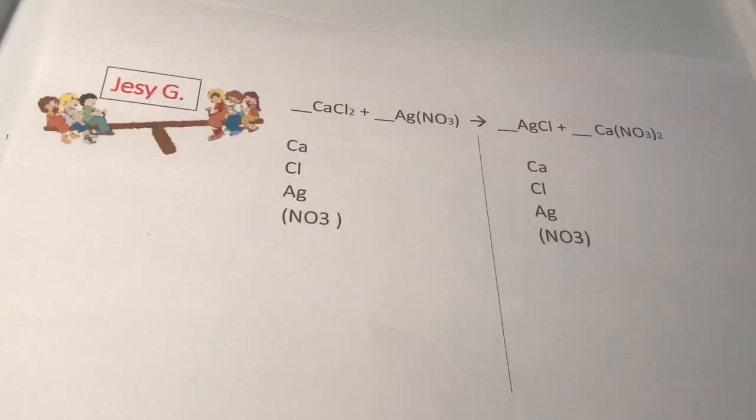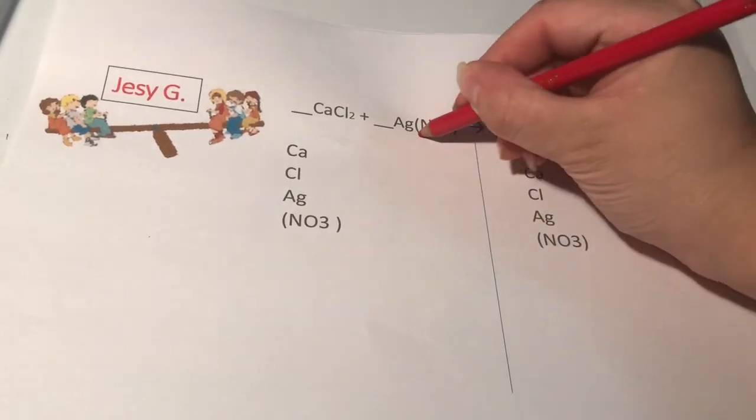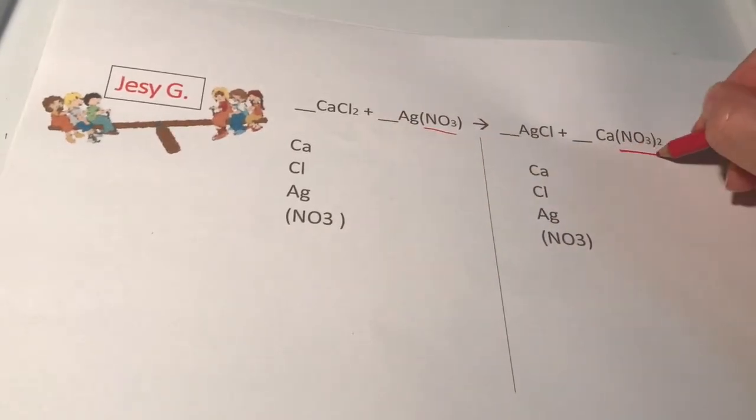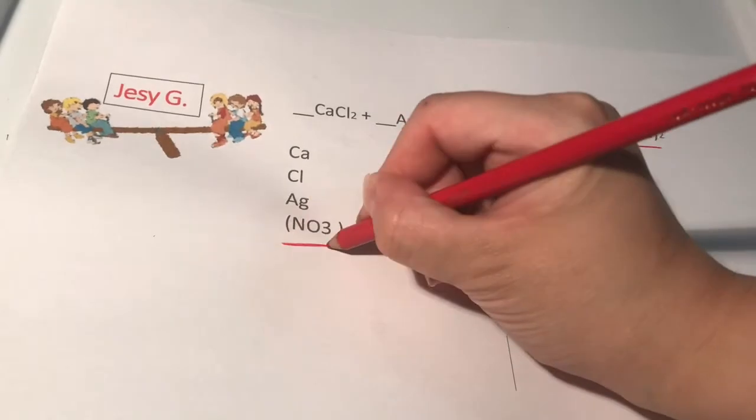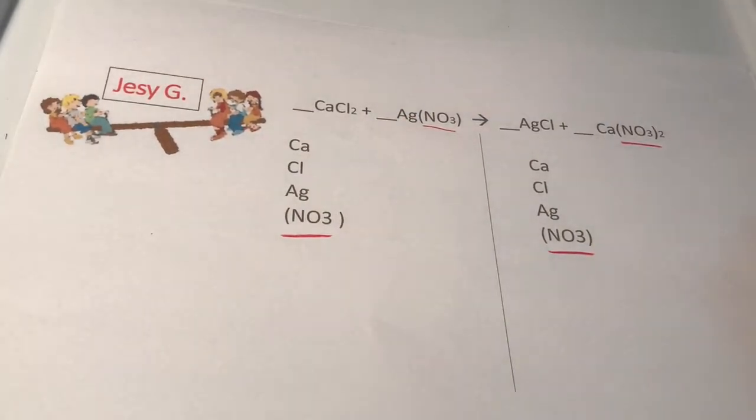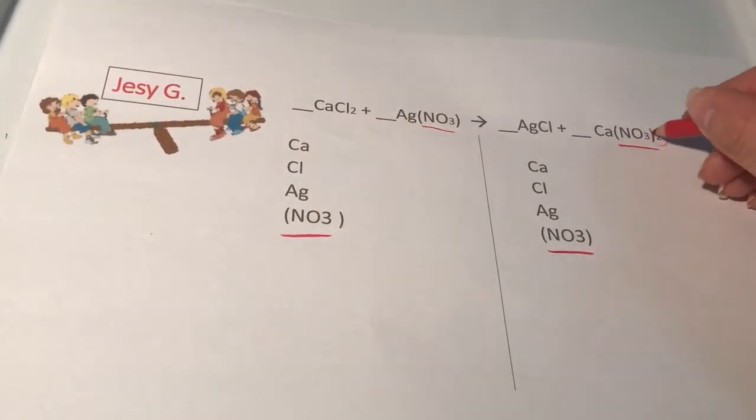Now we can move on to our next equation, which has calcium chloride and silver nitrate on one side. I want to take note of the nitrate, which is a polyatomic ion. If you want to, it makes it easier for you, highlight that polyatomic ion so you don't break it apart. It's NO3 on one side and NO3 on the other side, so we don't have to break it apart. Let's not make life harder for us.